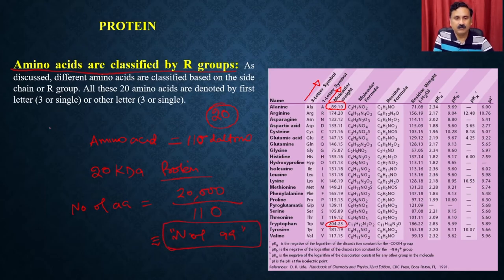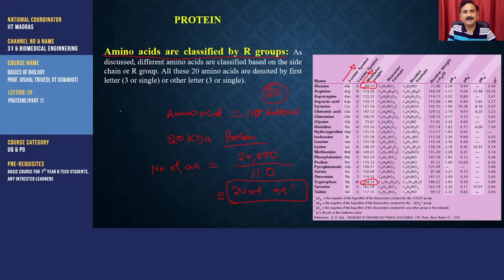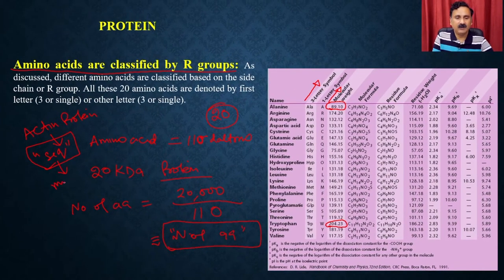If I say you should calculate the number of amino acids present in the actin protein, and I give you the sequence of that protein, then the situation is going to be different. What you have to do is first count the number of each amino acid, right? For example, suppose the number of glycines is 10. You go to the glycine entry in the table and see that glycine's molecular weight is 75. So 75 times 10 is 750 Dalton.